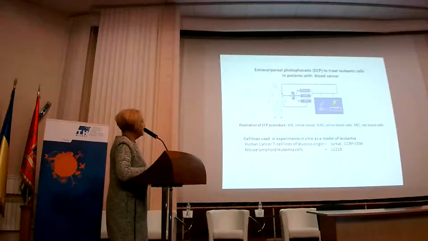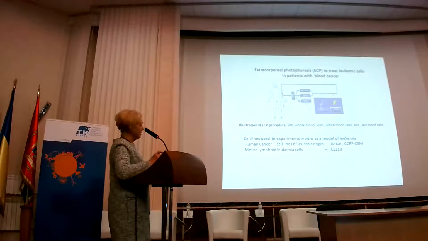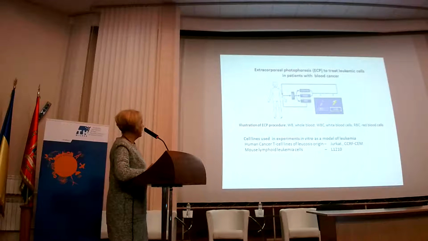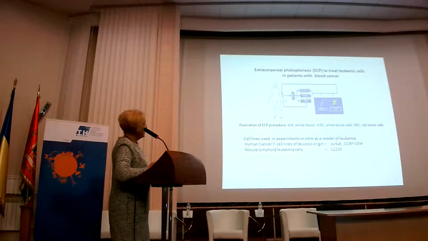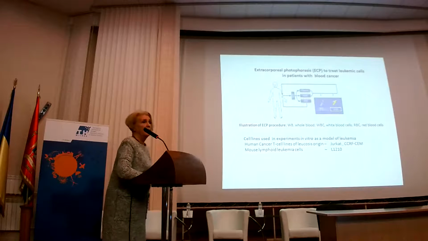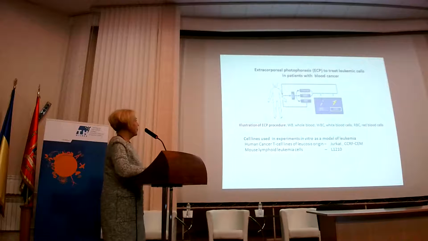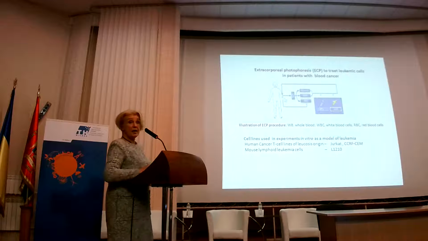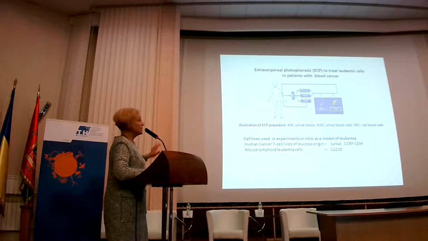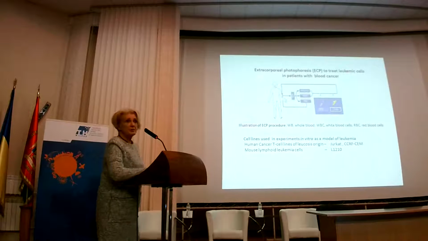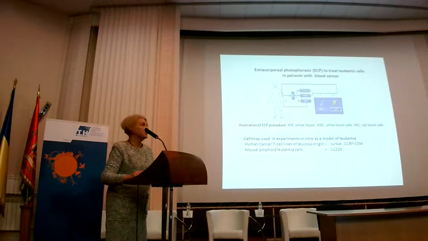What is the idea in short of this method, ECP? The blood is collected from the vein, then the lymphocytes are isolated with a special device. They are irradiated by ultraviolet A in the presence of a photosensitizer, and then the person is reinfused. This method is widely used in clinical practice.